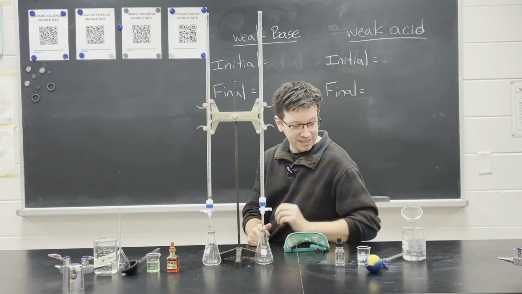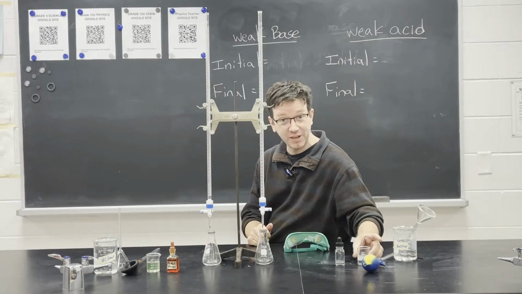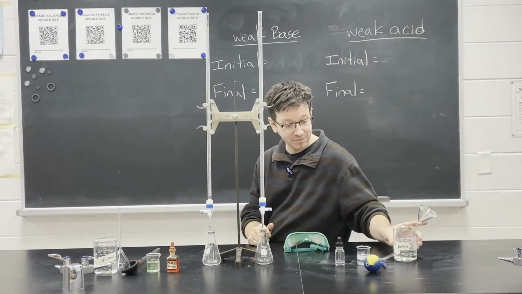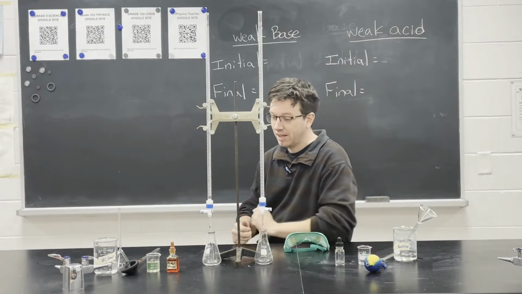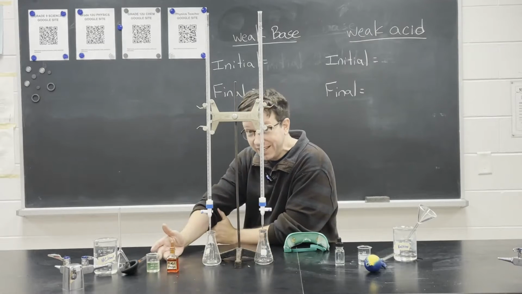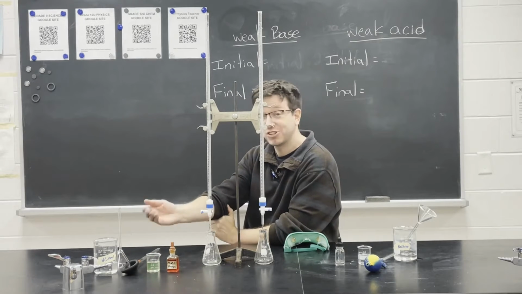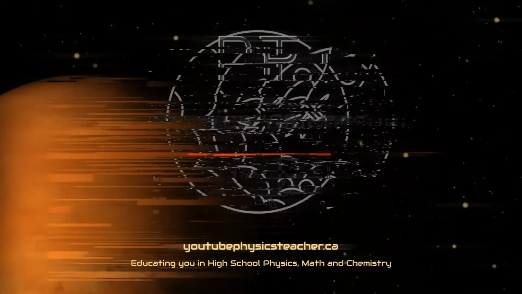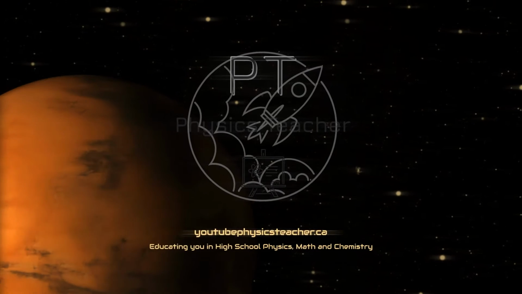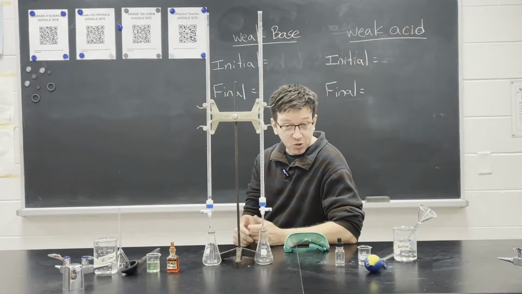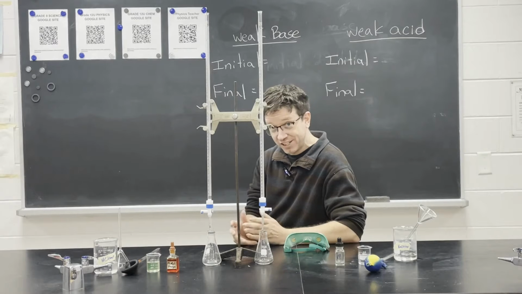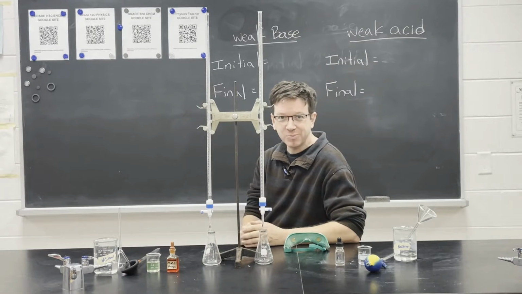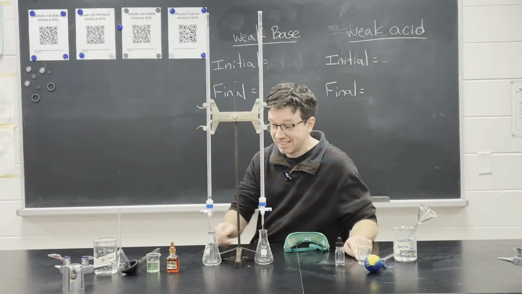The first one is going to be a strong base with a weak acid. So we have sodium hydroxide and we have acetic acid. And then we are going to be doing a weak base, so we have ammonia, with a strong acid. We have hydrochloric acid. We're going to be titrating them both. Now the goal is to determine the concentrations, pH, and percent ionizations of our weak acid and bases.